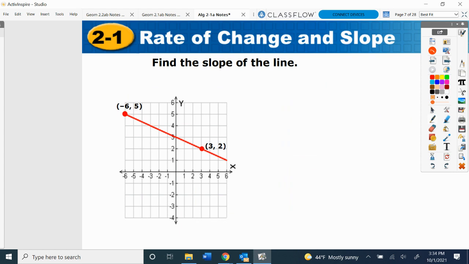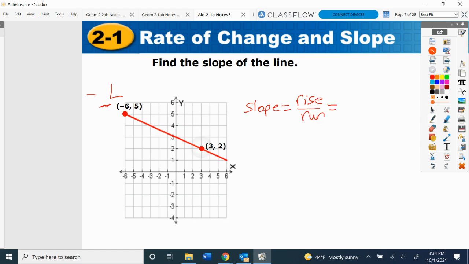Here's another one we have. Notice right away this line is pointing to the left, so that means this slope is going to be negative automatically, because it's pointing up here to the left side. We have points right here and right here, so we're just going to figure out what our rise and our run are. So we're going to write slope is equal to rise over top of run, and we'll see what that is.